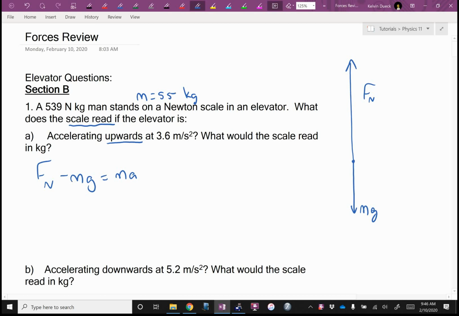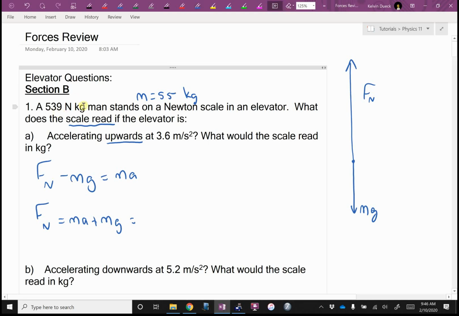How would I get the normal force by itself, folks? Plus mg, so Fn is going to be ma plus mg. Get your calculators out, please. What's m as a number exactly? 55. So as far as I'm concerned, I can give you the person's mass in kilograms.